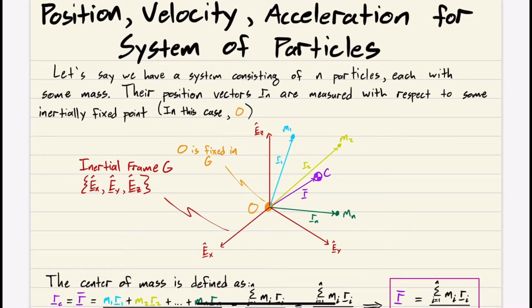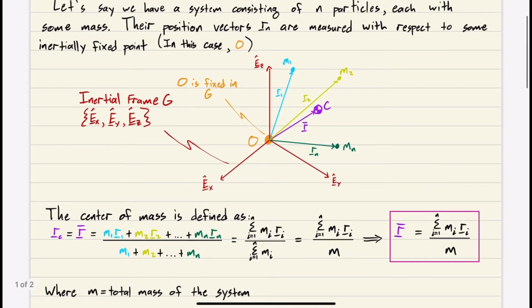Okay, this will be a quick video on position, velocity, and acceleration for a system of particles. So let's go through the setup. We have our inertial frame G. G means ground, and remember, inertial frame means that the frame is not accelerating and it is not rotating. That's what makes something an inertial frame.